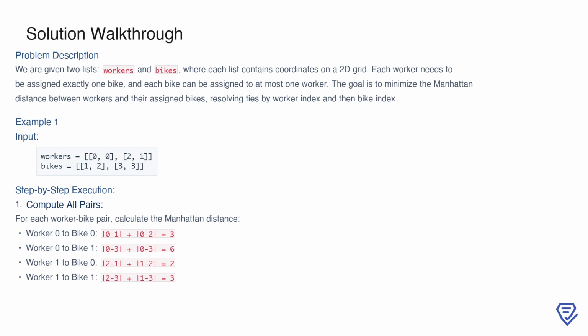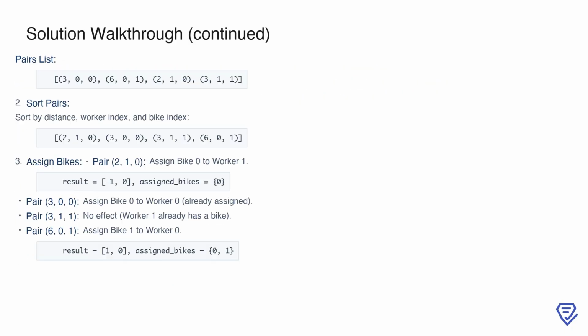The distances are calculated as follows: worker 0 to bike 0 is 3, worker 0 to bike 1 is 6, worker 1 to bike 0 is 2, and worker 1 to bike 1 is 3. These distances are key to determining the optimal assignments. We then create a list of all worker-bike pairs along with their respective distances: [3, 0, 0], [6, 0, 1], [2, 1, 0], [3, 1, 1]. To efficiently process these pairs, we sort them in ascending order based on distance, and in the case of ties, by worker index and then bike index. The sorted list becomes [2, 1, 0], [3, 0, 0], [3, 1, 1], [6, 0, 1].